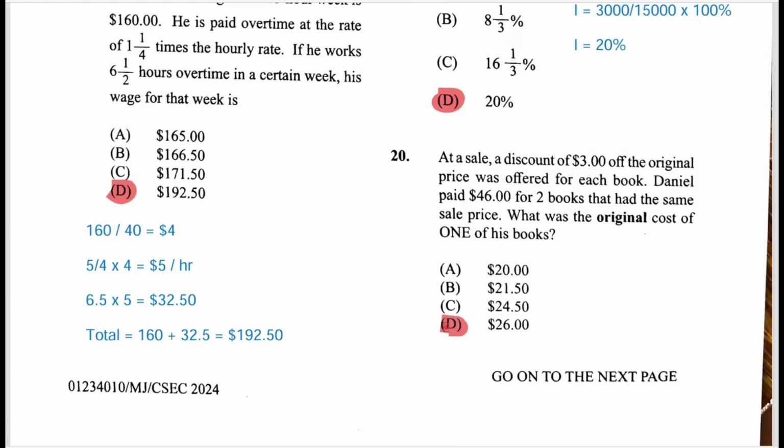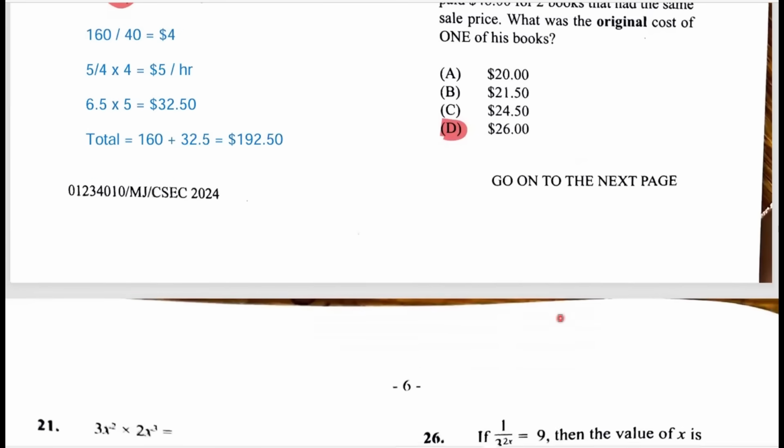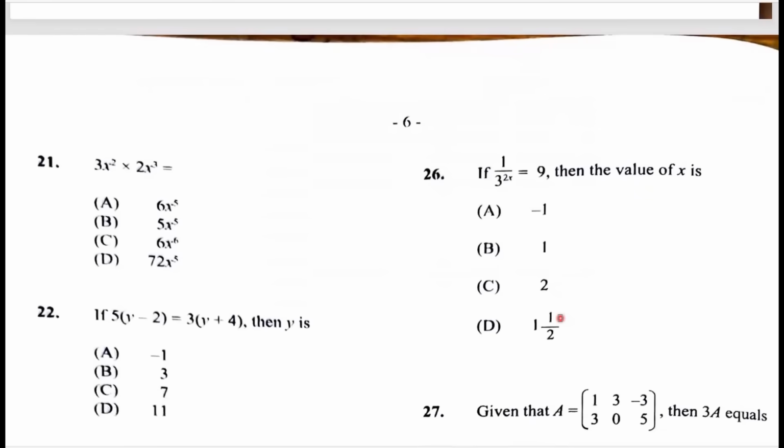The $23 would have represented the discounted price of the book. So if the original cost would have been $3 more, which would be $26, right, before the discount was taken.